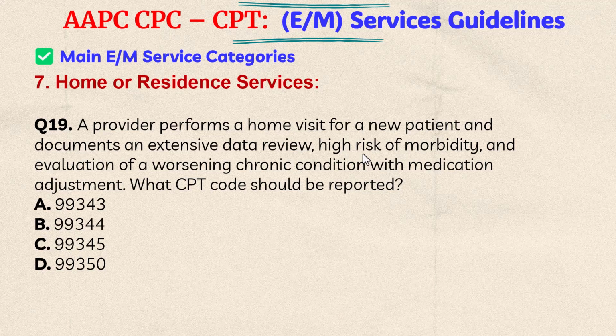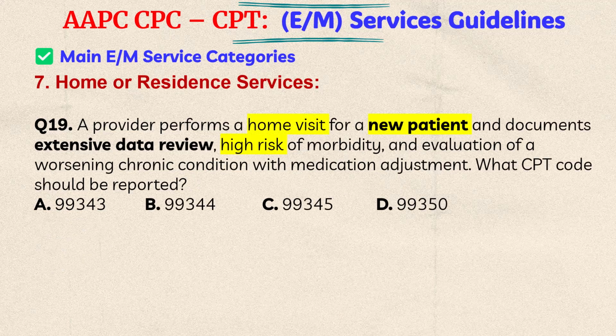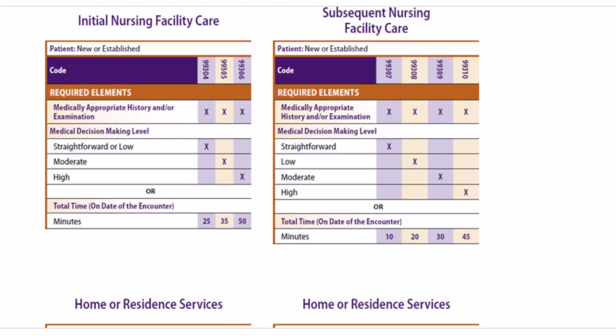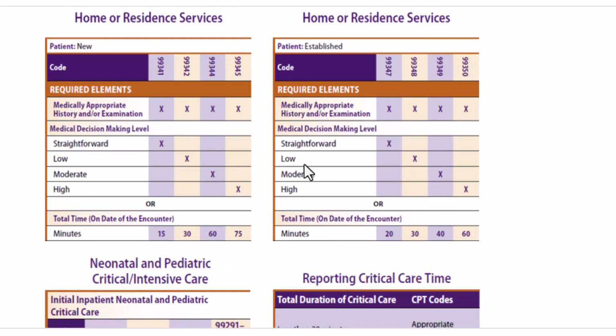So there are 4 codes available. Take your CPT code book and find the answer. Here you have to highlight this is a home visit for a new patient and the medical decision making is high. When you go to the evaluation and management table, you have to go to the home and resident services, new patient. In the new patient, the decision making is high. So you can see the code is 99345. So this is the shortcut method.